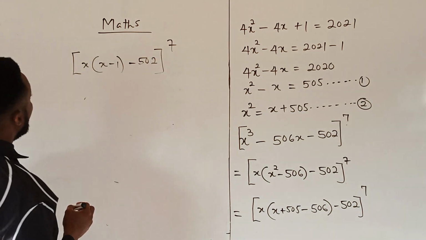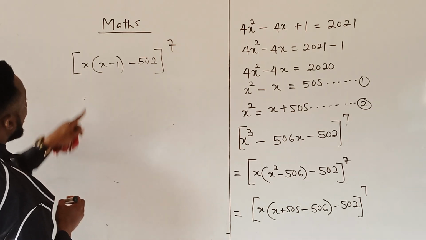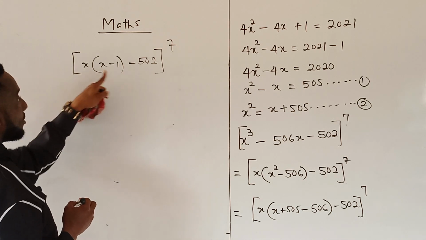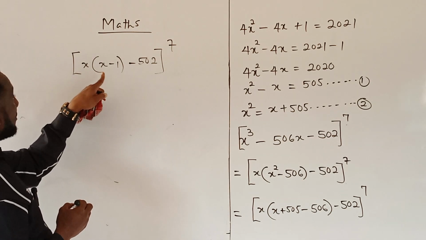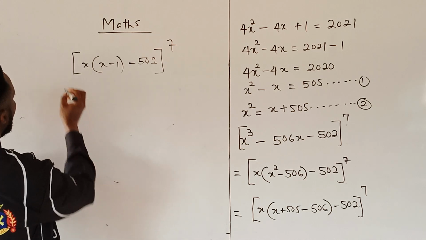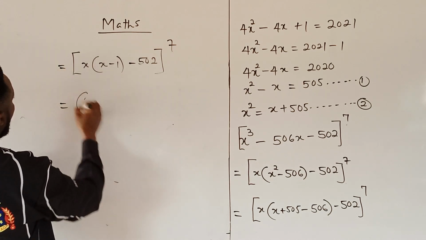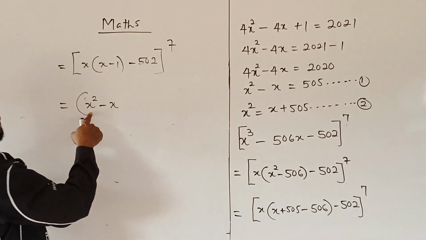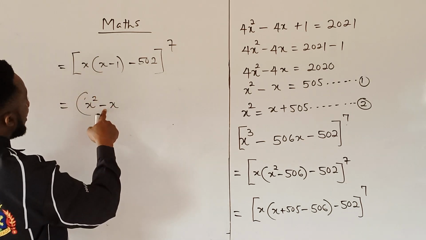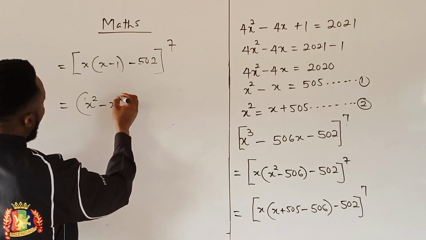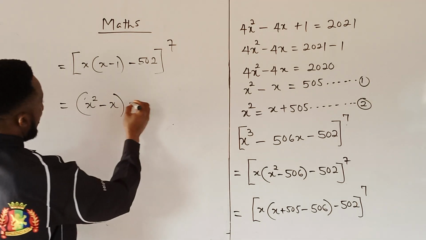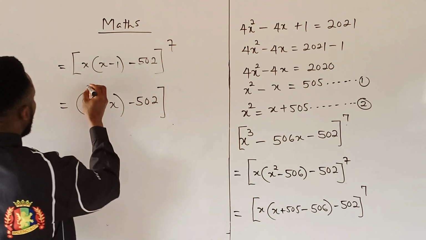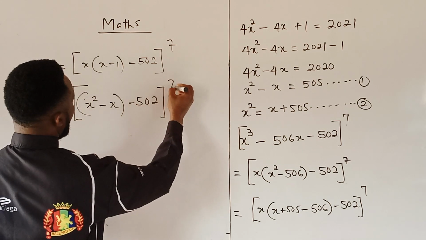That's what we have. Then the next thing is to try to distribute, because I can multiply x by s minus 1. This is going to give us s squared minus x. S times s is s squared. S times negative 1 is negative x. And I will close this. Minus 502. I will enclose them in the bracket, all raised to the power of 7.